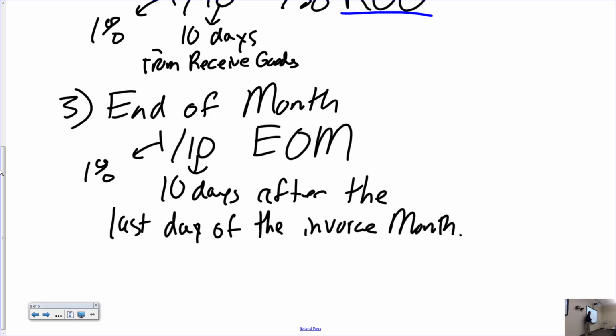And so, if you ship something on the 29th, is there a possibility that it'll get there after the 10th? Walmart didn't pay for stuff unless it was there. So, if it got there after the 10th, would Walmart get their 1% discount?